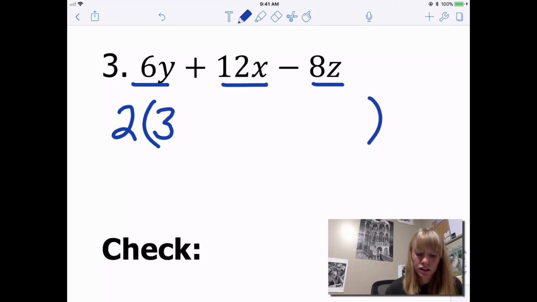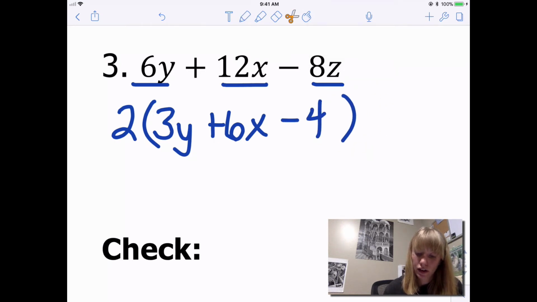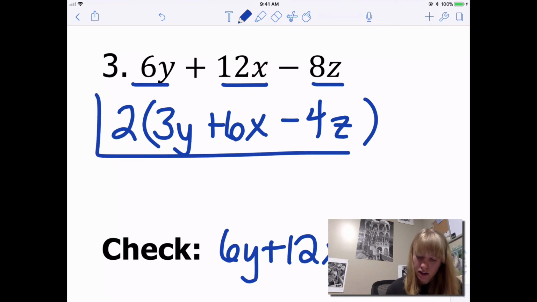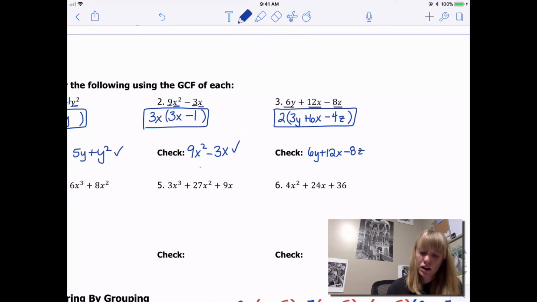2 times what gives me 6? That's 3, and I need a y. 2 times what gives me 12? That's a 6 and an x. And 2 times what gives me negative 8? That's a negative 4. Oh, and I can't forget my z. Okay, double checking. 2 times 3 is 6. I need a y. 2 times 6 is 12, x. 2 times negative 4 is negative 8, z. This looks like a good answer because it works out to be my original problem.